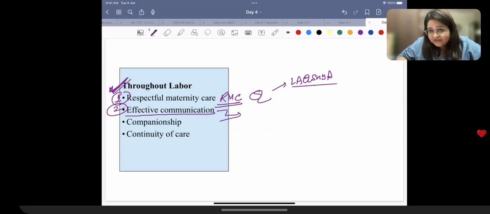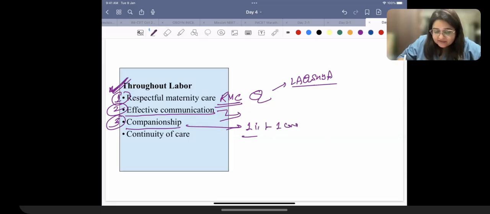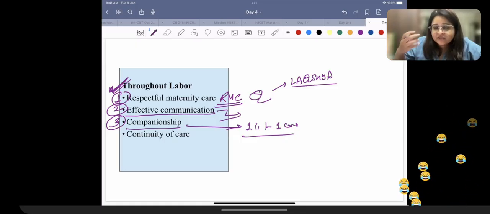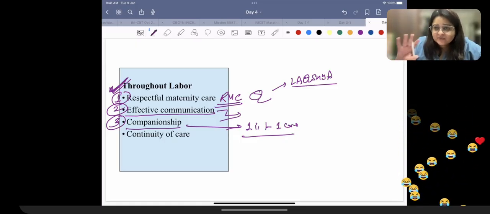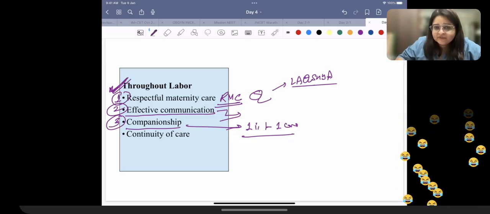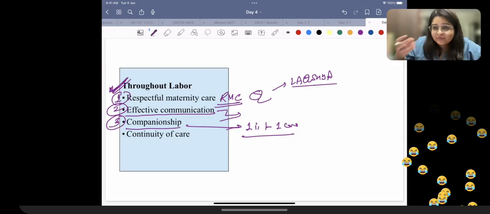Okay, so let's continue. Third is companionship. Companionship is very important. It has been found by many studies that 1:1 care. That means every laboring patient, yeah, we'll take our dinner break around 9 o'clock. 1:1 care. If you give every patient one person, whether it is her husband or mother-in-law, don't make the mother-in-law sit with her, anyone else is fine, okay? Any person with her, even a person she doesn't know, a healthcare worker, anyone, just make a person sit with her and just be with her. That itself will improve the outcome.